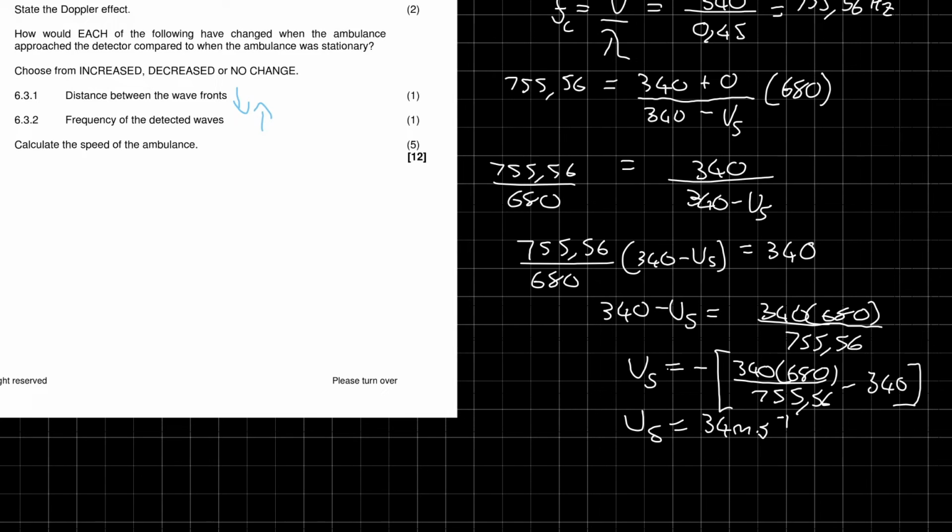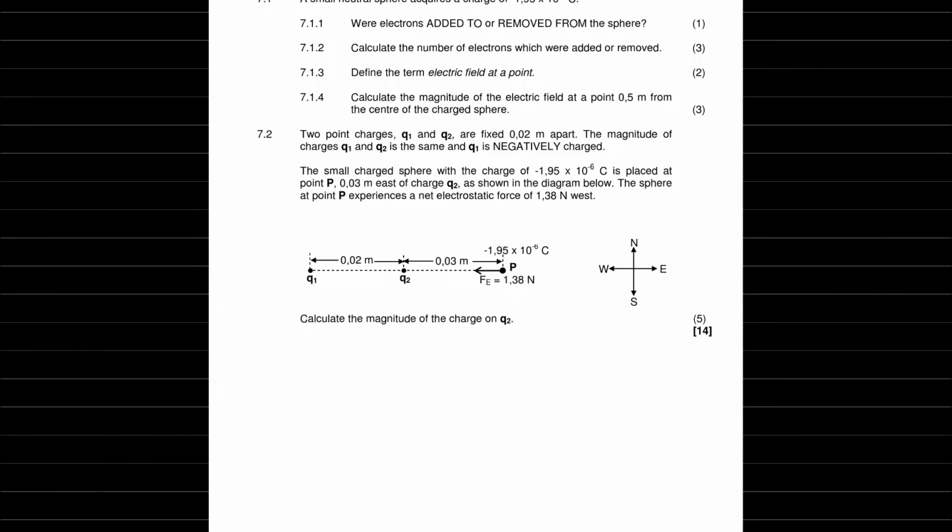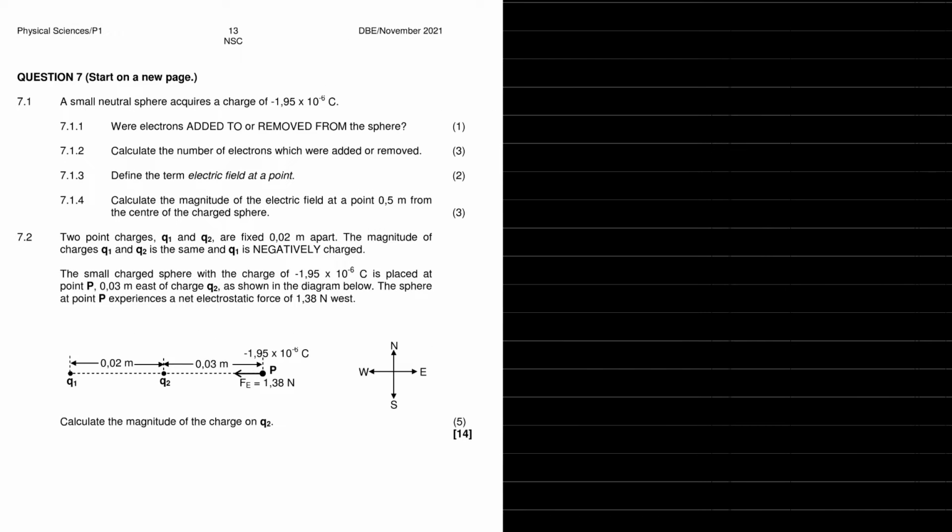Cool, next question. So this is electrostatics. They tell us that a small neutral sphere acquires a charge of negative 1.95 times 10 to the negative 6 coulombs. Were electrons added to or removed from the sphere? So it's going to be added because we came from a neutral to a negative, which means we must have added negatively charged subatomic particles. What are those? Those are electrons. So we added electrons.